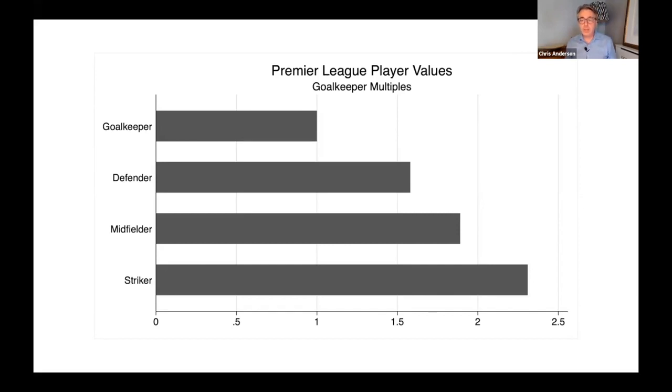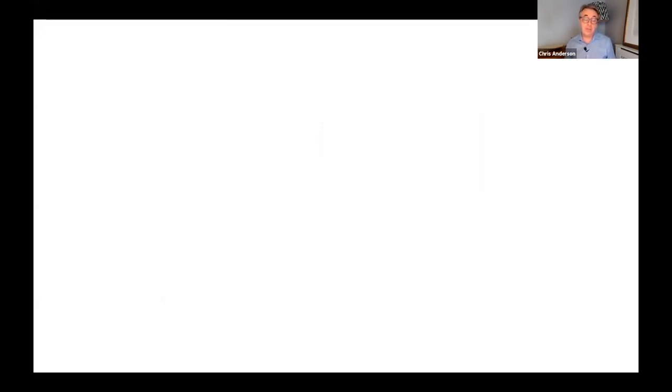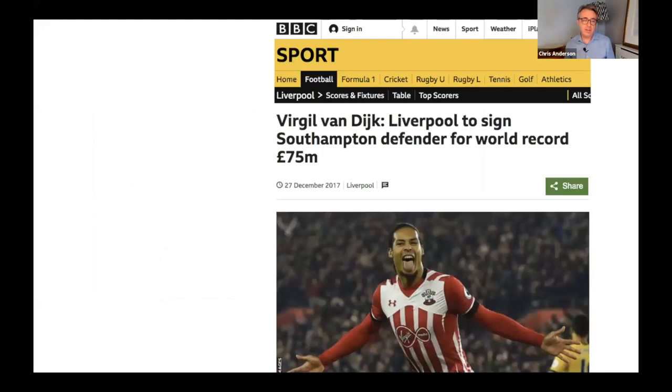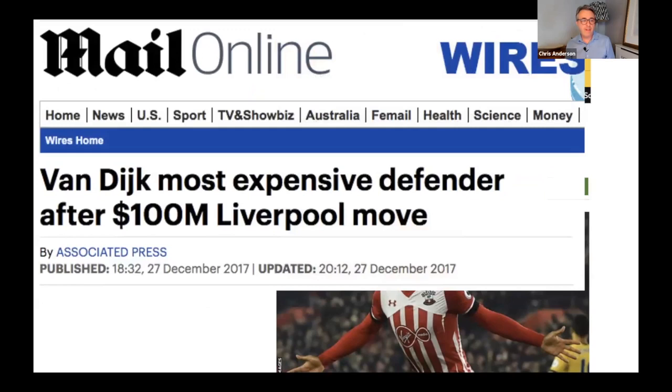So let me tell you a little bit about what football clubs have done about these values in the last couple of years. Not coincidentally, football clubs with some of the very best and most advanced data analysts in the business have taken note. They've made some decisions based on this. And let me talk about what those are. Let me just show you some pictures on that. Liverpool signed Southampton defender for a world record £75 million. In dollars at the time, that was 100 million bucks.